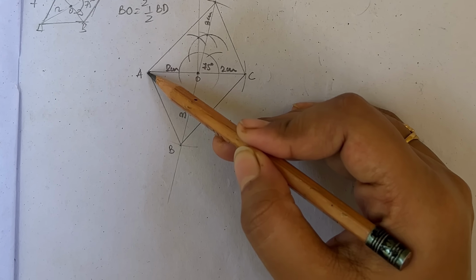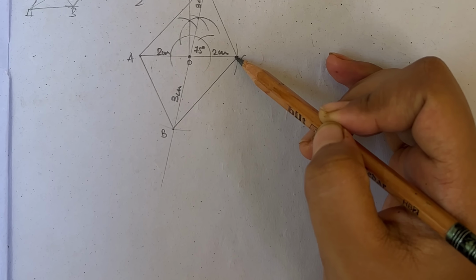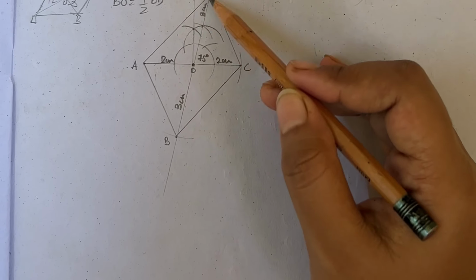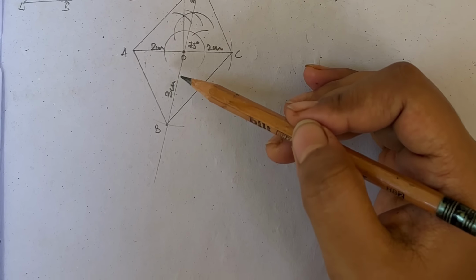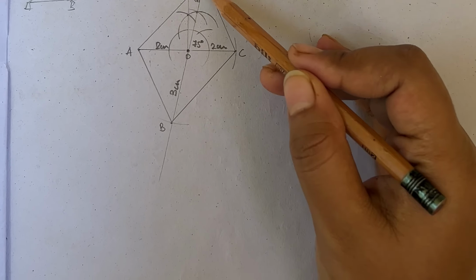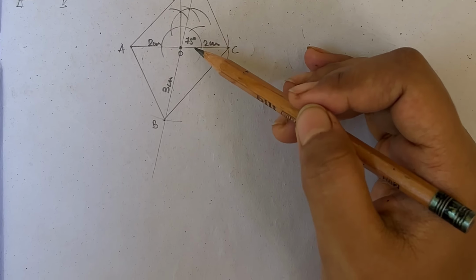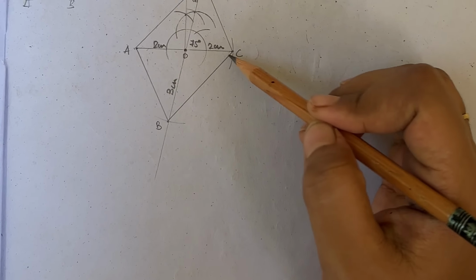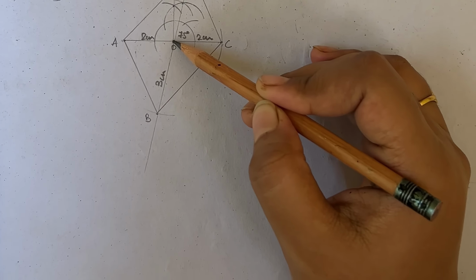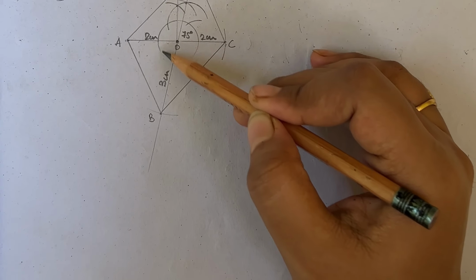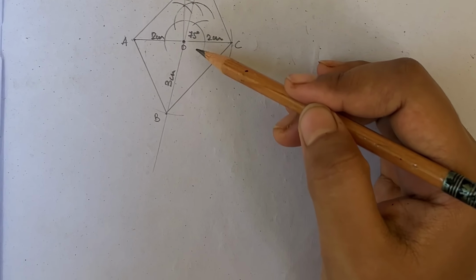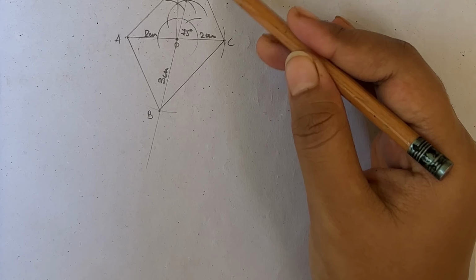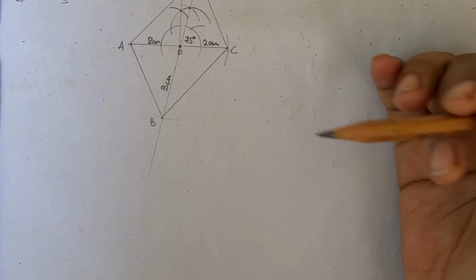Now for construction, as AC is given as 4 centimeter, AO will be half of AC, that is 2 centimeter, and BD is given as 6 centimeter, so OD will be half of BD. So first we are going to construct AC, that is 4 centimeter, and at the center O we are going to draw a 90 degree. On drawing 90 degree, we need to construct 75 degree. After constructing 75 degree, we are just going to extend the lines.